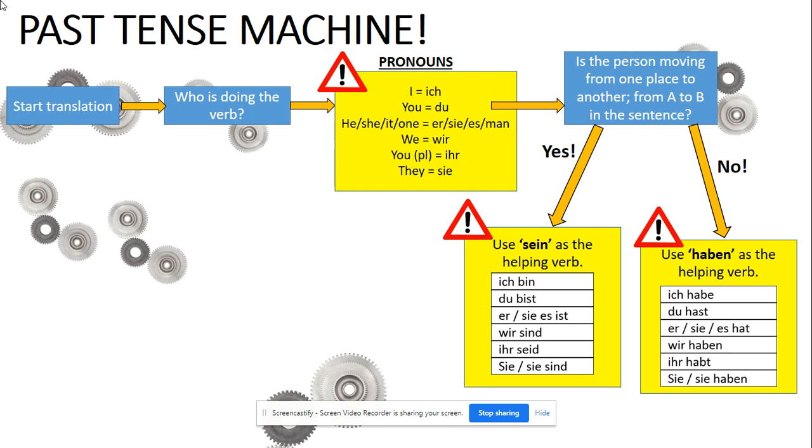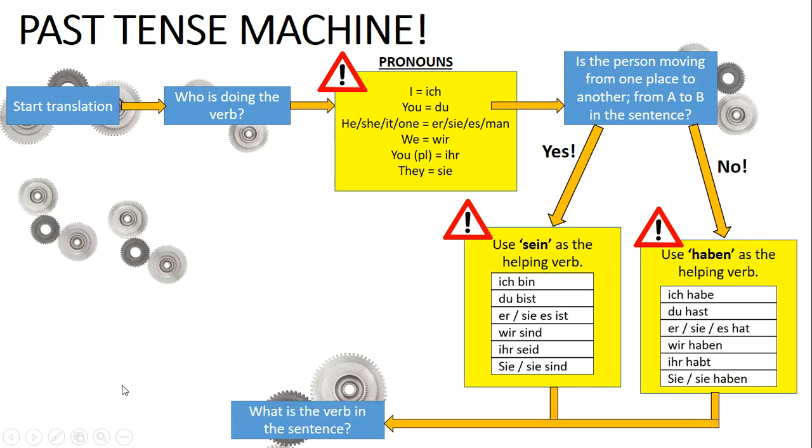Okay, so you need to learn off by heart all the things that are in the yellow boxes. So you need to know your pronouns off by heart. You need to know sein off by heart and haben. Otherwise, you will not be able to use the past tense accurately in your own speaking and writing.